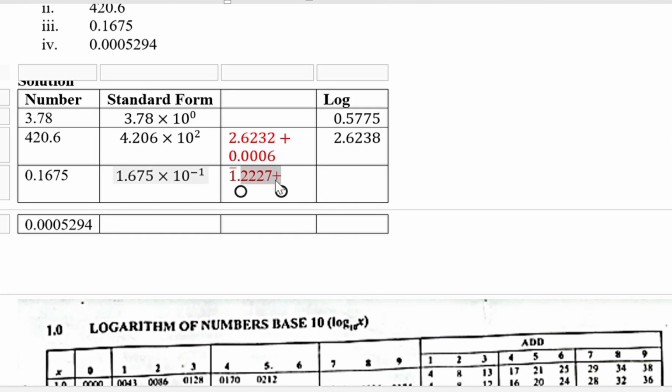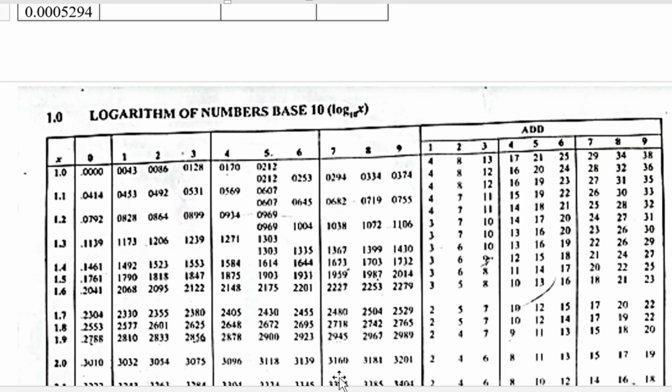Then we add. So we look for 5 in this third section. Column 1, 2, 3, 4, 5. This is column 5, where it corresponds to 6. We have it as 13. 1.6 is here, and then 5 is here. So the value is 13.